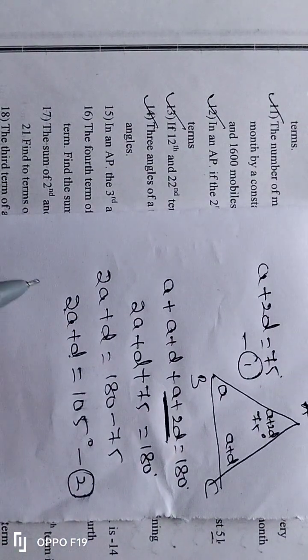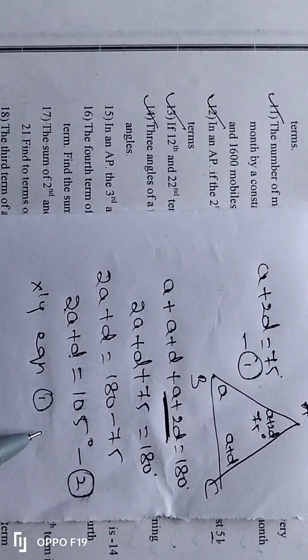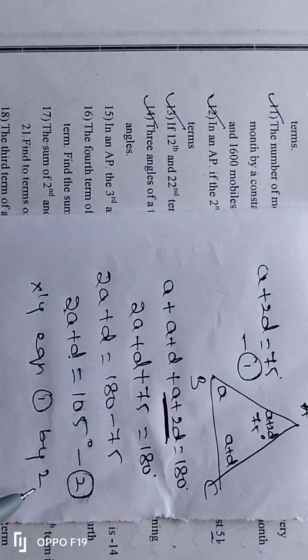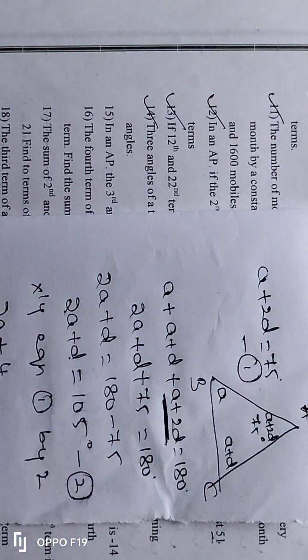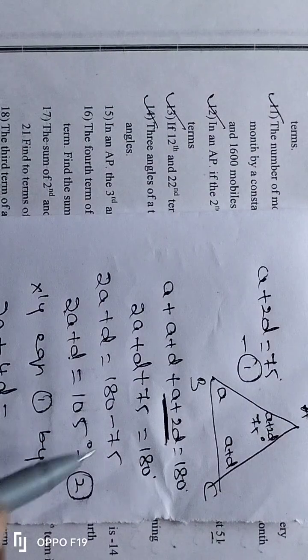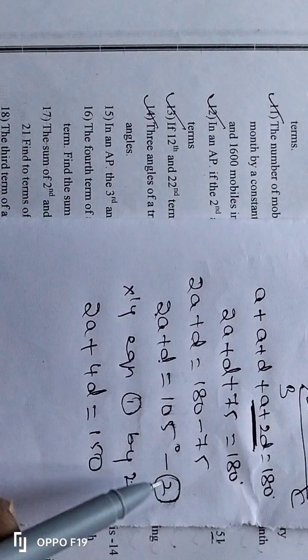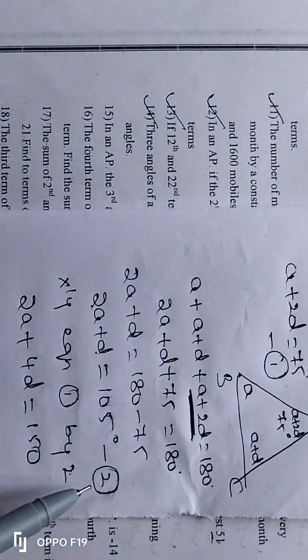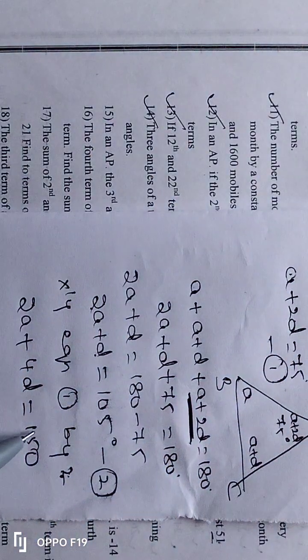So I will multiply equation 1 by 2. If I multiply by 2, 2 into A is 2A, plus 2 2s is 4D. 2A plus 4D is equal to 2 into 75. See here, if you multiply by 2, what we will get? 2 into A is 2A. 2 2s are 4D. 2 75s are 150.